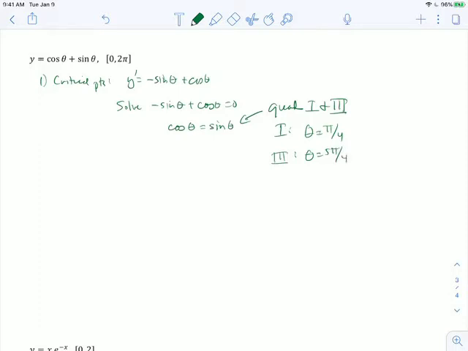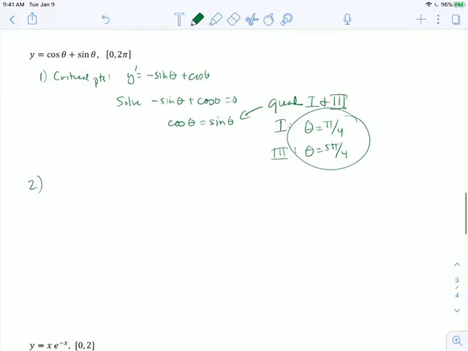So this is where we really are needing to be on top of our trig knowledge to answer a question like this. So I found my critical points, pi over 4 and 5 pi over 4. Those are both on the interval from 0 to 2 pi. And so my second step is to create my table. And so this time I've got 2 endpoints plus 2 critical points.